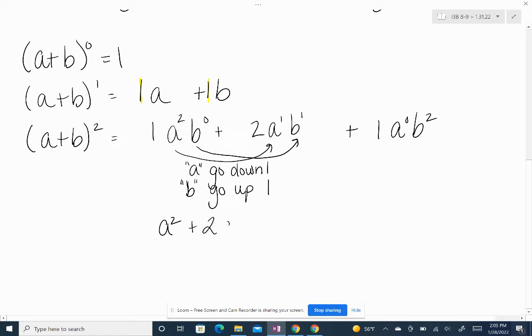plus 2ab. We don't need the 1s; they're not written, but they're understood. And then 1 times anything is 1. A to the power of 0 is 1. 1 times anything is that same number, so we're just left with b, because this is equivalent to 1 times b squared. It doesn't change the value of b, so we could just simplify it to b squared. So that would be a squared plus 2ab plus b squared, and that would be your answer.